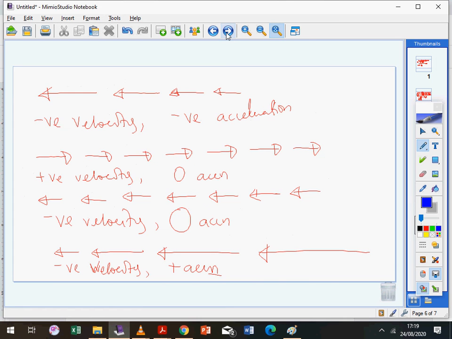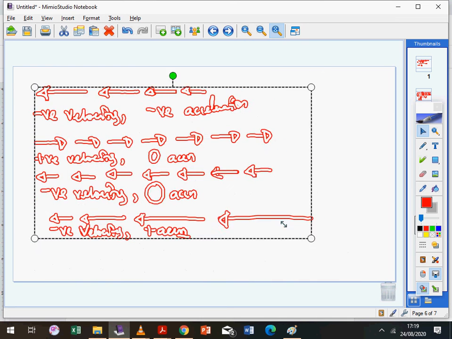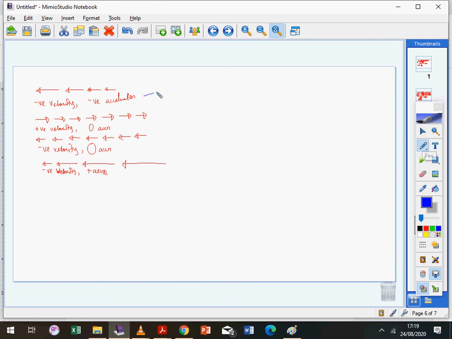Alright, moving on to these ones. Just drawing their position time graphs and then we'll be done for today. You guys will just have homework to do. Alright, this one, position time graph. What do you look like, Mr. Position time graph?